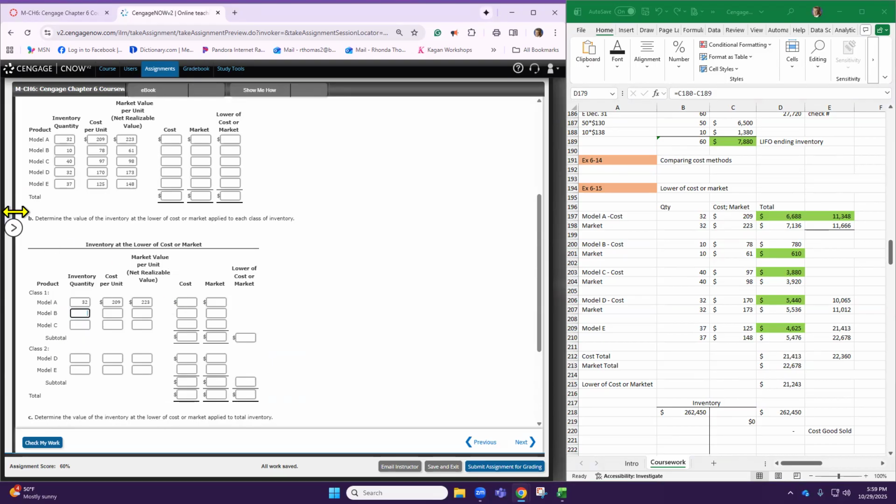For inventory, somebody has to go out and check these costs in the market. It'd be a lot easier to do it today than it used to be because you have the internet, right? You could check Amazon, or you could check other places. So 32, 170, 173. And then Model E is 37 units, 125 and 148.